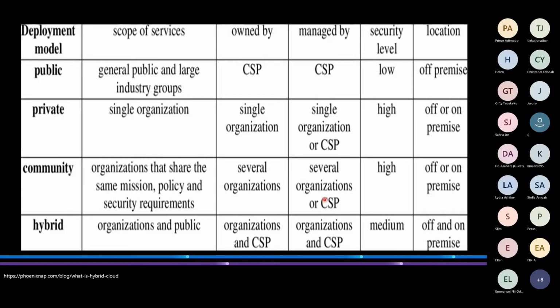So you can also employ the services of a cloud service provider to manage your community deployment model for you. The security is high. If we compare it to transportation, the security is high because not everyone can access it. It's for a selected, particular community. The location could be off or on premise, so it could be with us. We could manage it ourselves, or we could hire the services of a cloud service provider.